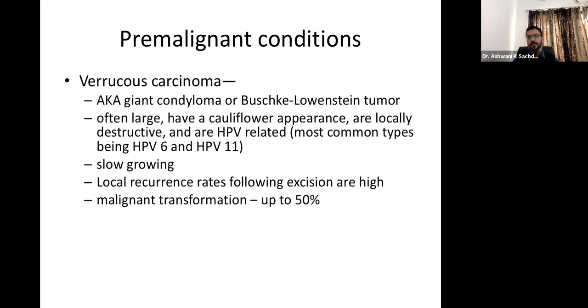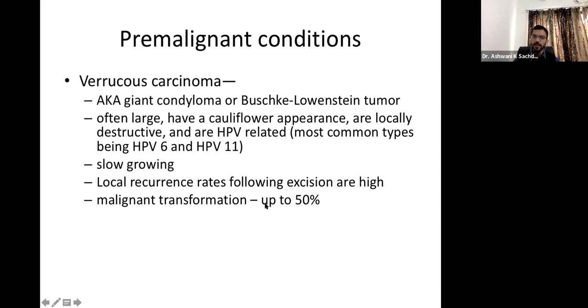So other pre-malignant conditions associated with anal cancer are verrucous carcinoma. It is also known as giant condyloma or Buschke-Lowenstein tumor. They have a very large, often cauliflower-like appearance, and they are usually locally destructive and are HPV related. The strains associated with this one are HPV 6 and HPV 11.